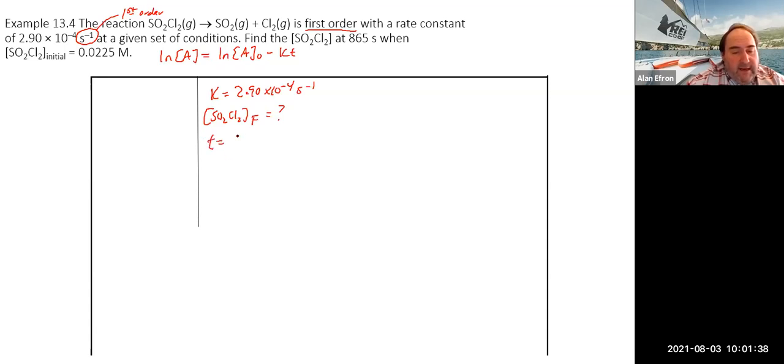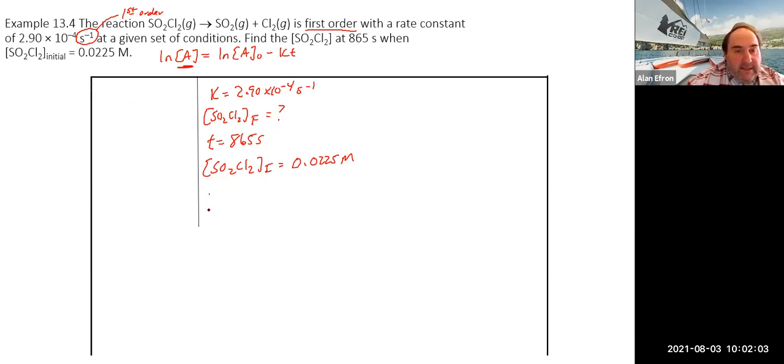And we do have the time, that's 865 seconds. And we are given the initial concentration of this guy, which is 0.0225 molar. So we do have pretty much everything that we need to put into our formula here. The only thing we're missing, obviously, is the final concentration, which is this guy.